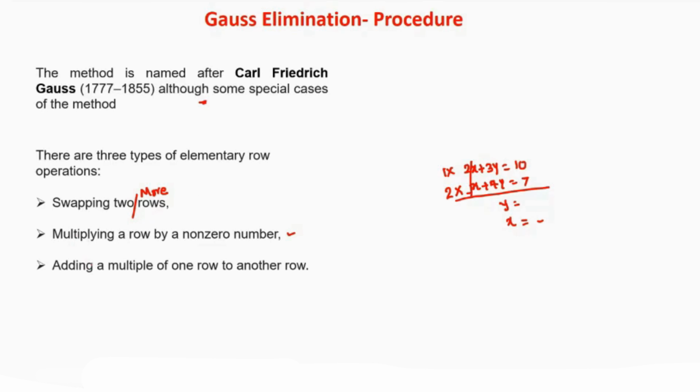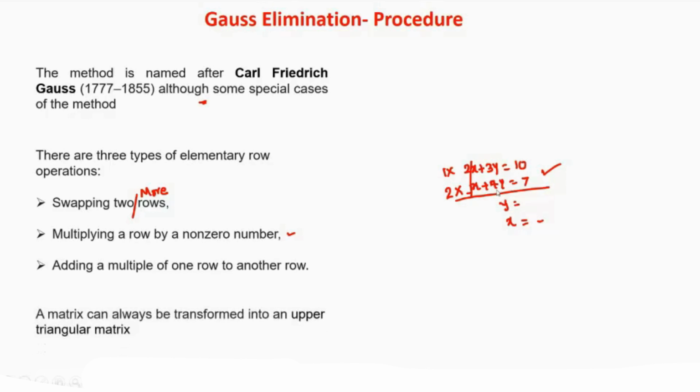This is the procedure proposed by Gauss. And the third operation is adding a multiple of one row to another row. This is the example of adding one row to another row, and then you have to find x and y. So this is the general procedure initially proposed by Gauss elimination for computing the values.